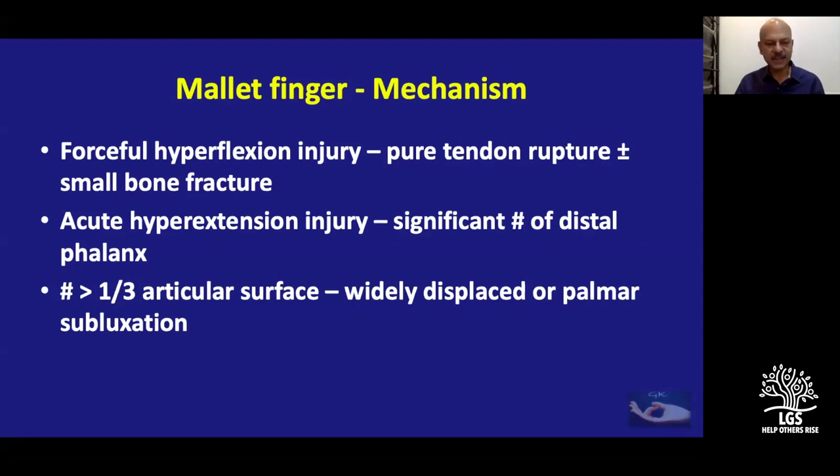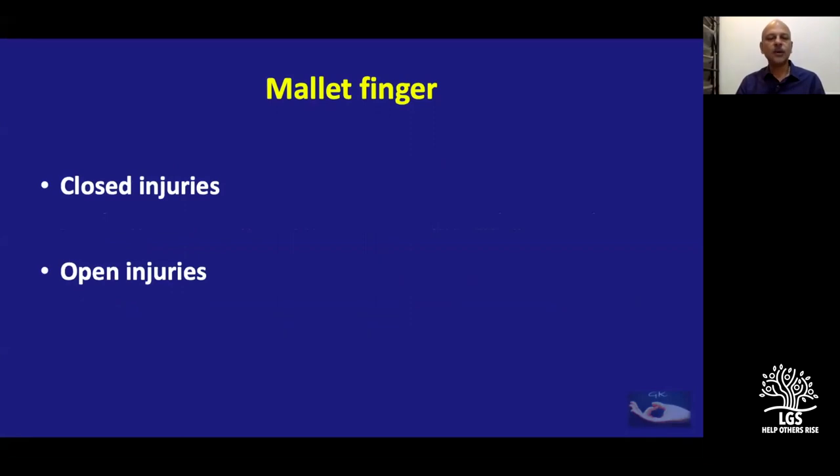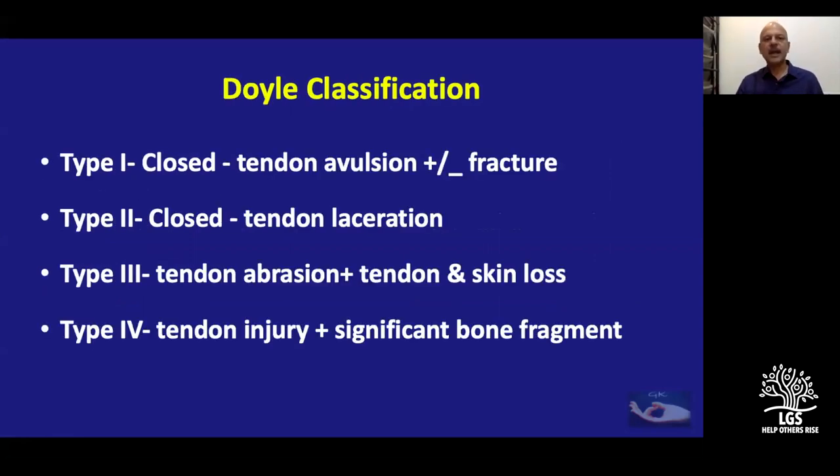If there is a fracture of more than one third of the articular surface, you can have a widely displaced joint or even a volar subluxation. So if you have a patient with a mallet finger injury, what we need to first see is whether it is a closed injury or an open injury, obviously. And before we go into the management of what we do if it is an open injury and what we do if it is a closed injury, we need to classify the mallet finger.